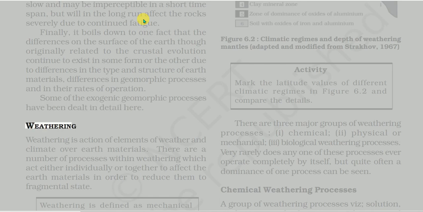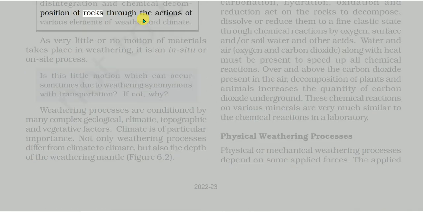Weathering. Weathering is action of elements of weather and climate over Earth materials. There are a number of processes within weathering which act either individually or together to affect the Earth materials in order to reduce them to fragmental state. Weathering is defined as mechanical disintegration and chemical decomposition of rocks through the actions of various elements of weather and climate. As very little or no motion of materials takes place in weathering, it is an in situ or on-site process. Is this little motion which can occur sometimes due to weathering synonymous with transportation?